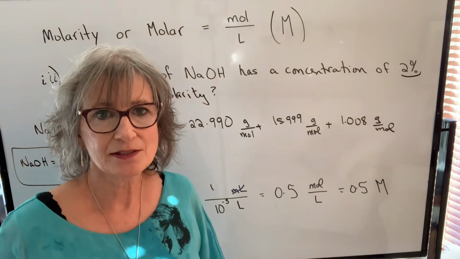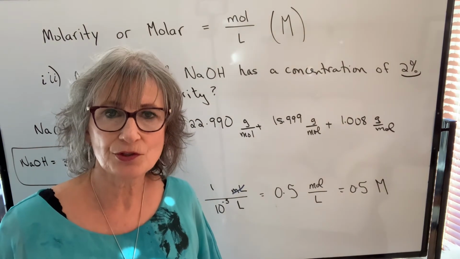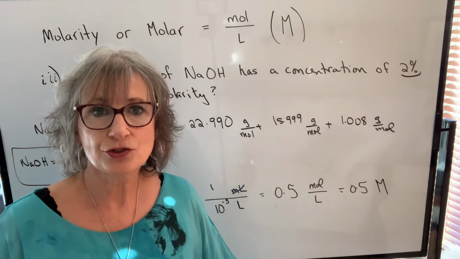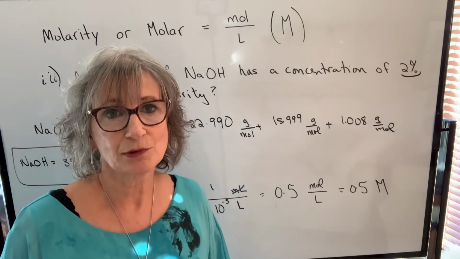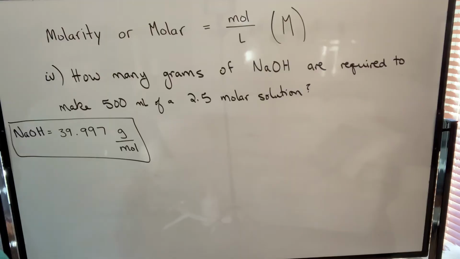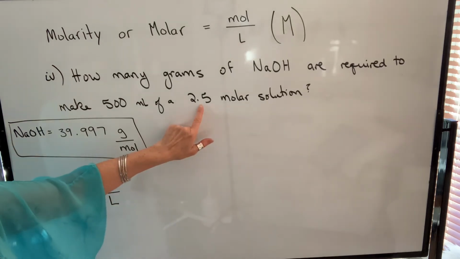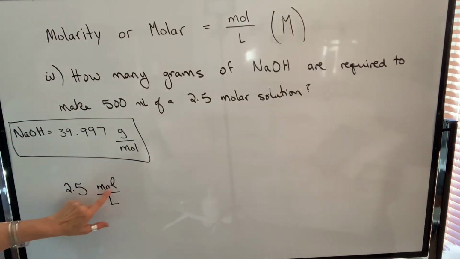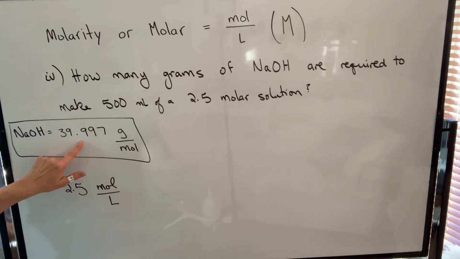Let's now take a look at some examples where we're finding the amount of solute required in grams to make a certain concentration expressed in molarity. The question asks, how many grams are required to make 500 milliliters of a 2.5 molar solution? A 2.5 molar solution means the concentration is 2.5 moles per liter. We need to change this to grams per liter, and in order to do that, we're going to use the molar mass.